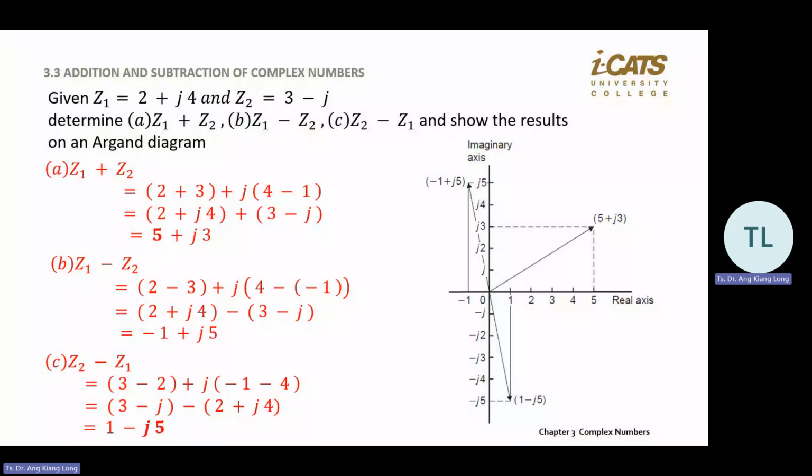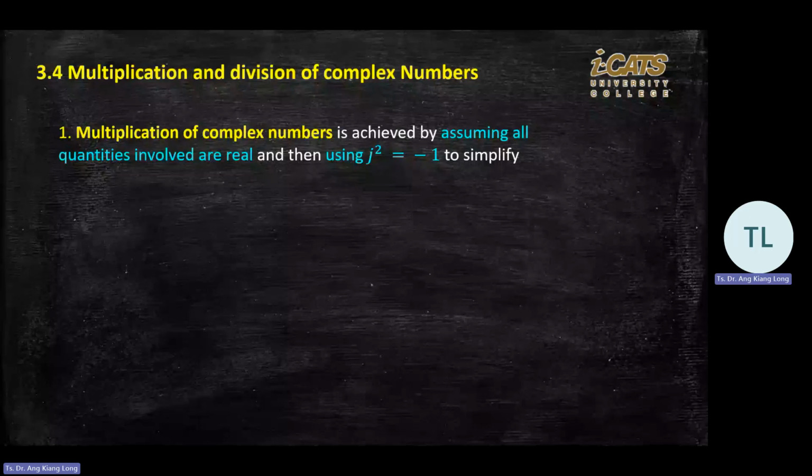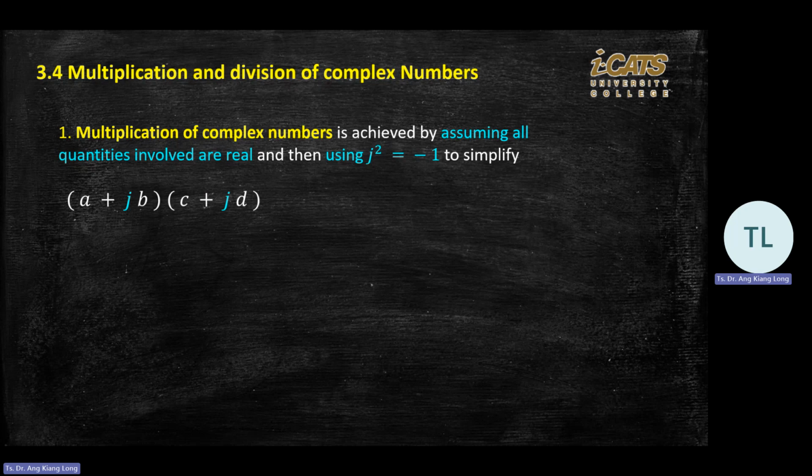So we have done addition and subtraction. Easy, right? Okay, so multiplication and division. This will be where your careless mistakes start happening. Remember that j² will equal -1 in this case, because when you multiply, you will multiply the j or i two times.